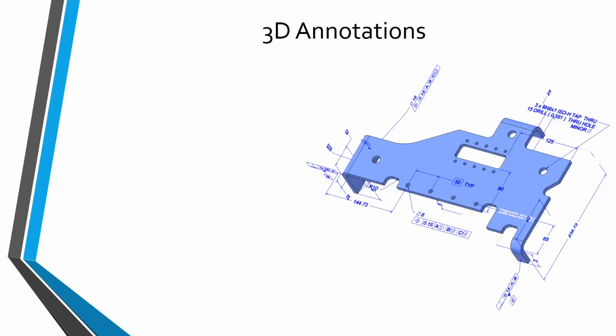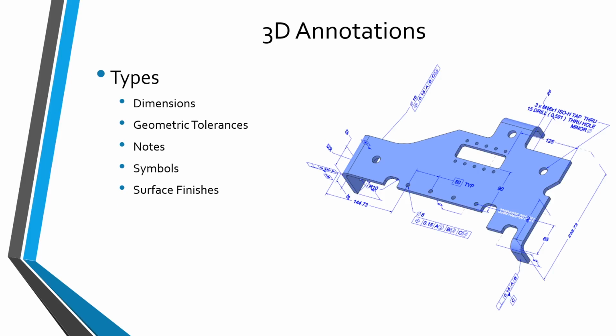All right, so let's talk about the different kinds of 3D annotations that you can have. You can have dimensions, and these can be either driving dimensions or they could be manually created. You could use ordinate dimensioning. Hey, any kinds of dimensions that you want to create, you can do that as 3D annotations. You also have your geometric tolerances, including your datum feature symbols. You can have notes, and those notes can either be flat to screen or they can be applied to one of your annotation planes, and you've got your different symbols and your surface finishes.